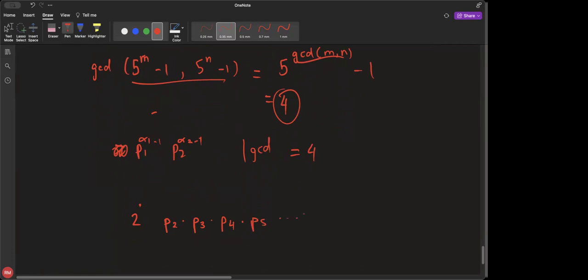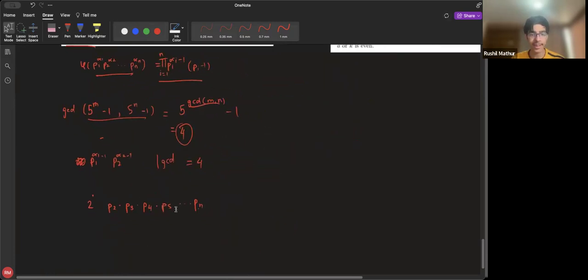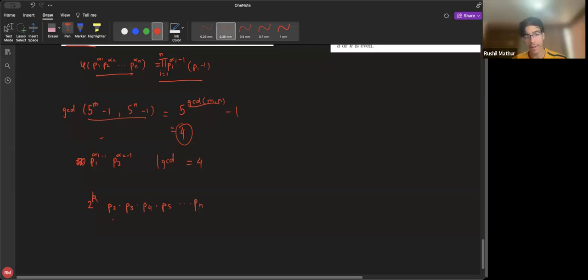Like, you have GCD equals 4, so can't the only prime factor be 2? The GCD of 5 to the m minus 1 and 5 to the n minus 1 is 4, but this number itself is 5 to the m minus 1. So why should 2 be the only prime factor? I'm saying 5 to the m minus 1 and 5 to the n minus 1 should not share other prime factors, but that doesn't prevent it from having other prime factors. But 2 can have some weird power. But actually we can figure that out.